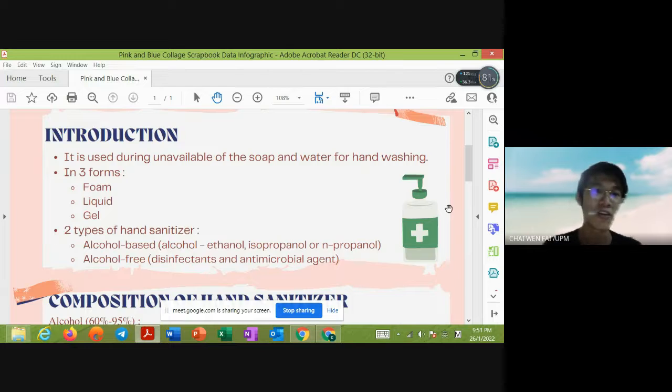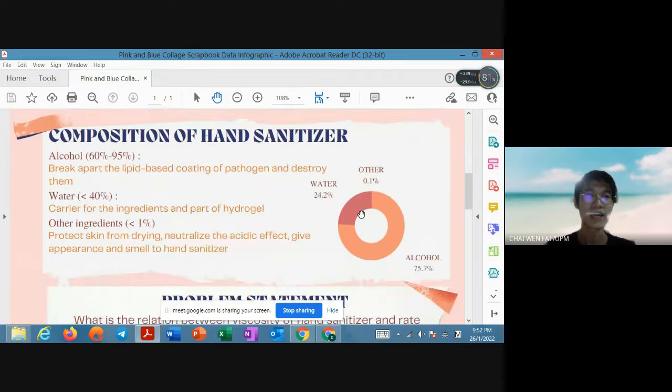Alcohol-free is the hand sanitizer that doesn't have alcohol; it replaces the alcohol with disinfectants and antimicrobial agents. Next is the composition of hand sanitizer. I will pass to the next presenter, Xiaoyan.